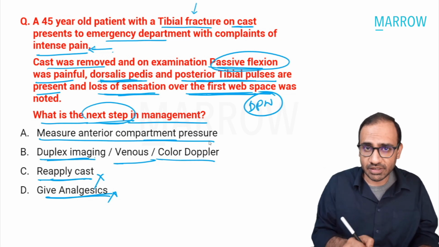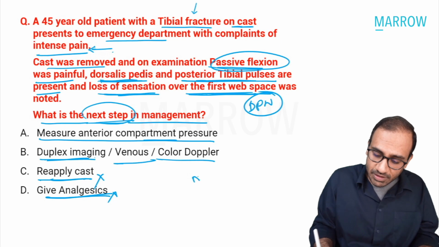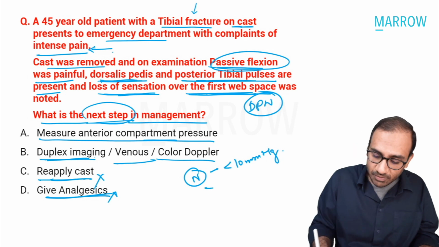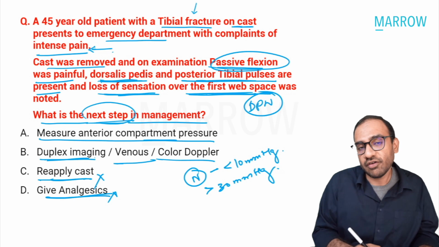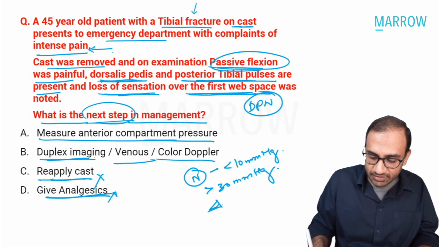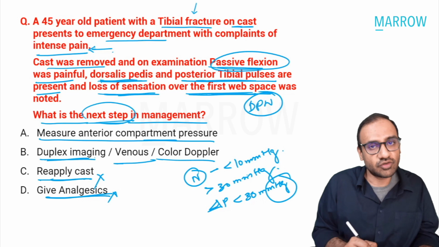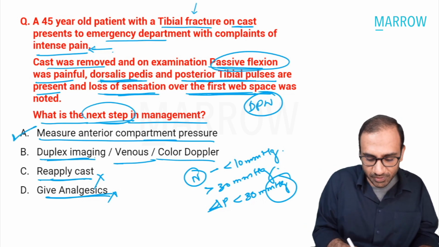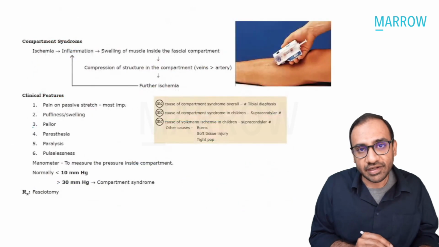Measure the compartment pressure. What is the normal compartment pressure? Normal compartment pressure is less than 10 millimeters of mercury. And what is the diagnosis of compartment syndrome? If the pressure is more than 30 millimeters of mercury. And if you recall, I've told you, if the patient has low blood pressure, the delta P, the differential pressure, should be less than 30 mmHg to make the diagnosis of compartment syndrome. And once the diagnosis is made, friends, what will you do? You'll go for fasciotomy. So the answer here is measure the anterior compartment pressure.